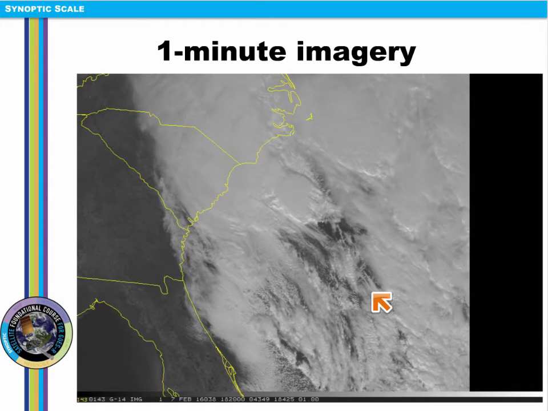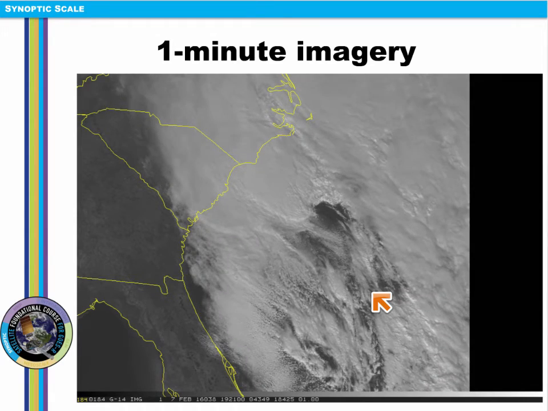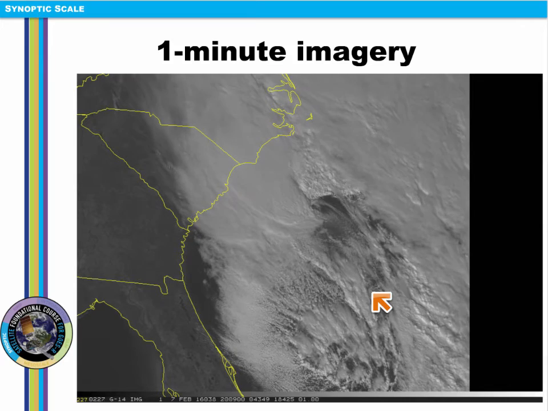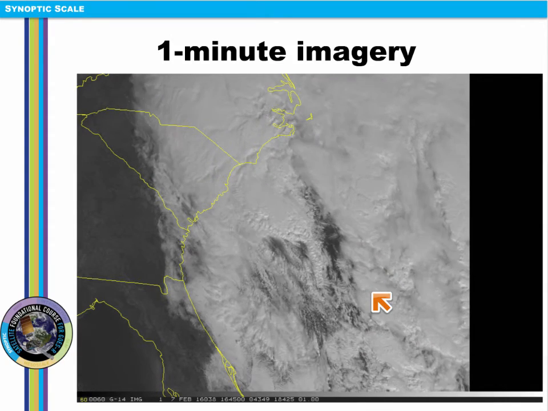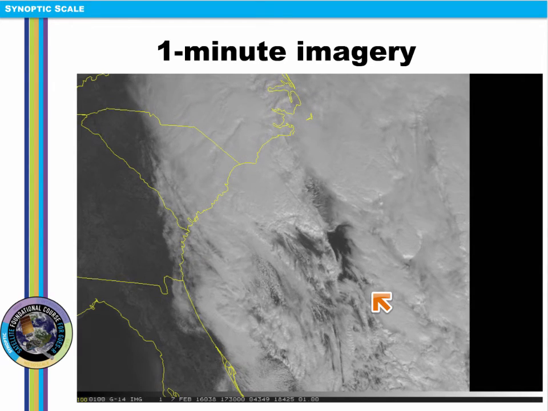Finally, later in the loop, we can see the low-level wind direction change as reflected in the low-level clouds as the circulation wraps up. The 1-minute imagery adds value in being able to track low-level clouds and assessing their motion relative to other clouds in the vicinity.